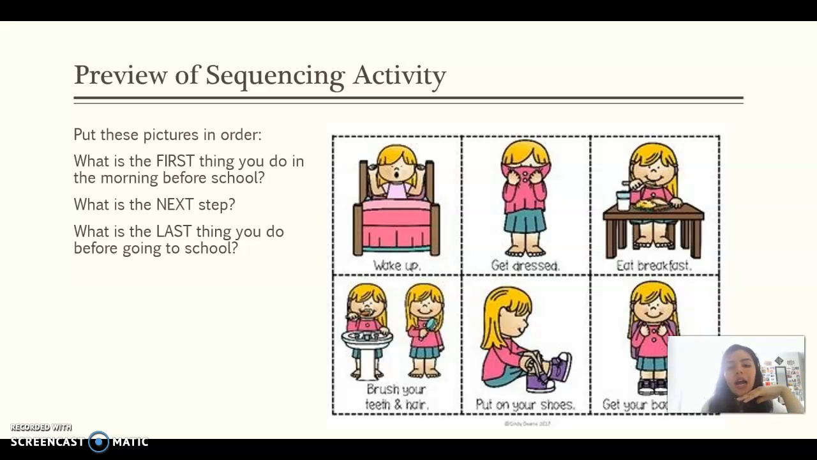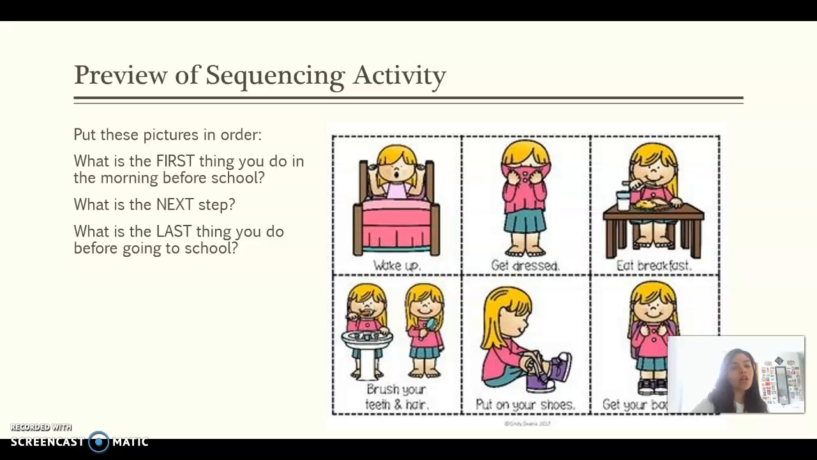Basically, I would give each student in my group a set of these pictures. They're not going to be in order, and I would ask them to put them in order. They might not know what order means, but I just want to get them to start noticing these words, and noticing that sequence means putting things in order. I'd ask them to please put these in order of what they do every morning before they go to school.